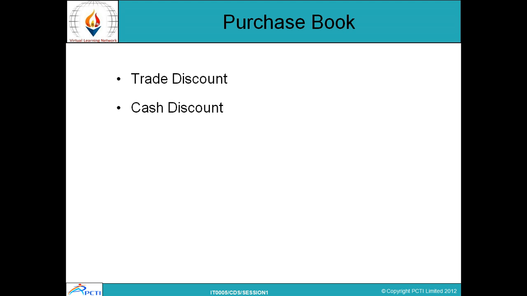However, the format of the purchase book will have date, invoice number, name of the supplier, LF, that is ledger folio number, details, and the amount. I'll repeat: date, invoice number, name of the supplier, LF number, details, and amount. However, there are two transactions under the purchase book which always reflect, the first of which is called trade discount. What is a trade discount?